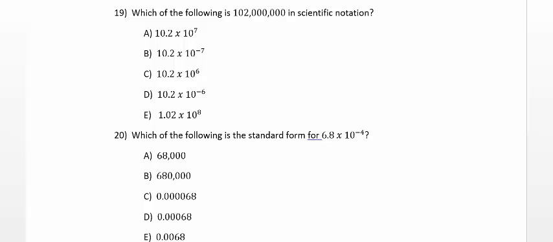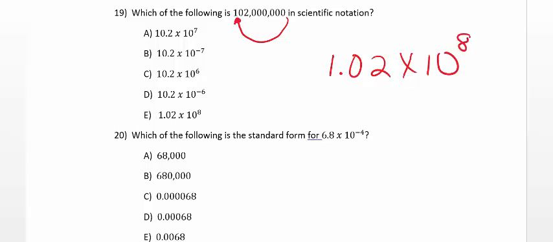Number 19. Which of the following is 100 million in scientific notation? Well, the decimal is here at the end, and we need to move it right in between the 1 and the 0 and get 1.02. This is a really big number, so we're going to have a positive power, and we move that decimal 8 places to the left, so we're going to have a positive 8 power. So our answer is E.